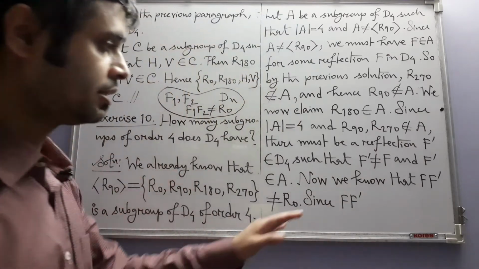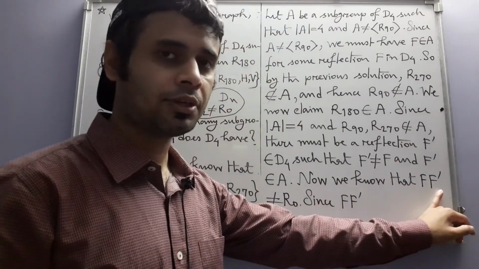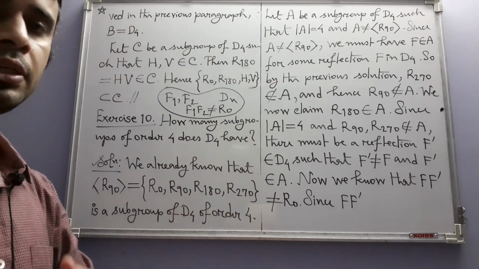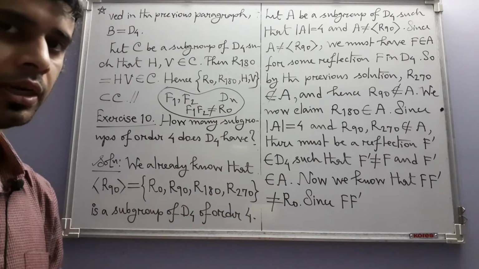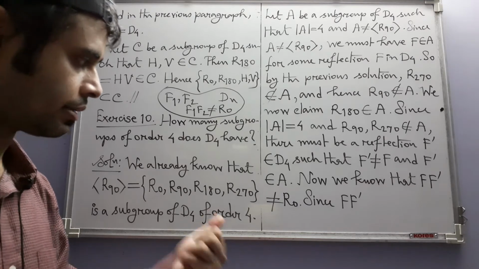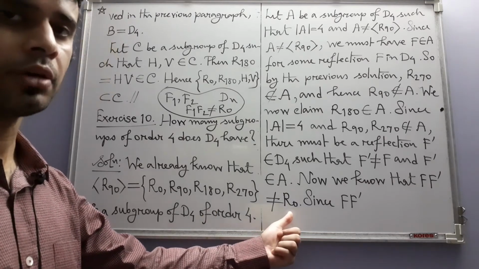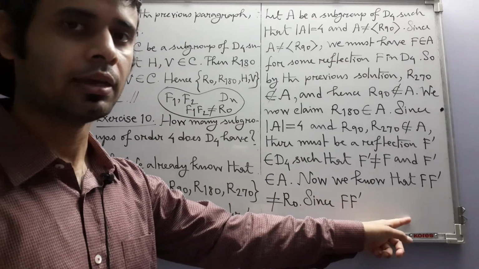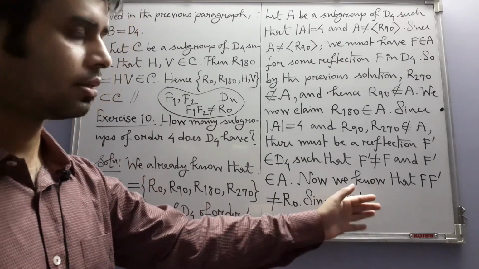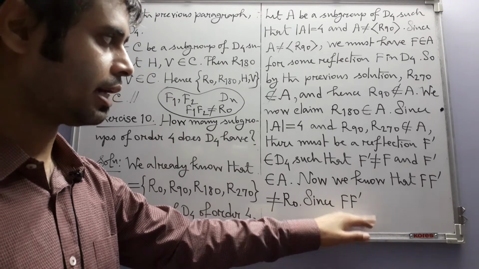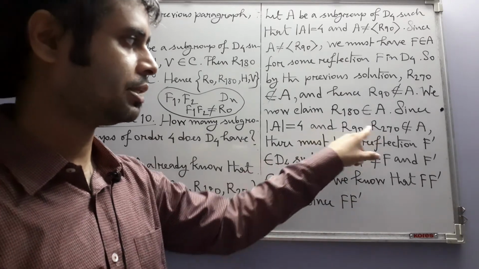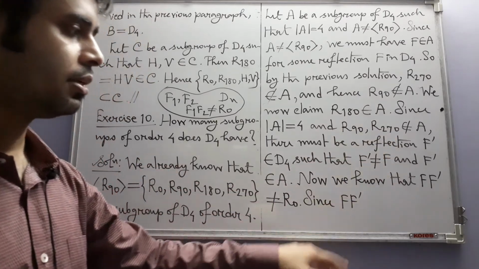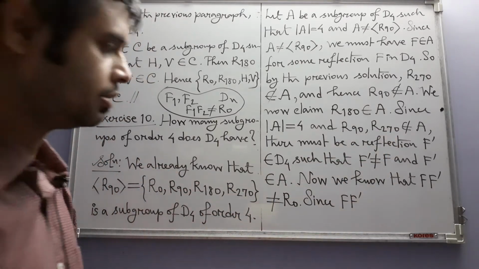Okay, but by the way, what is f prime? It's a product of 2 reflections, and we know that when we take the product of 2 reflections, we get a rotation, and that rotation is not equal to R0, and that rotation must be in A. So what is the only possibility? At the same time, that rotation cannot be equal to R90 and R270. So that means it has to be R180.